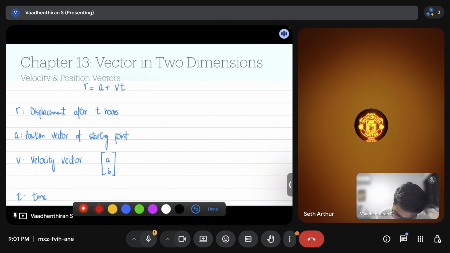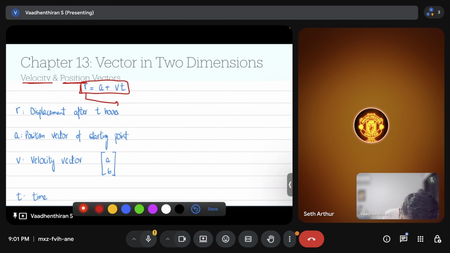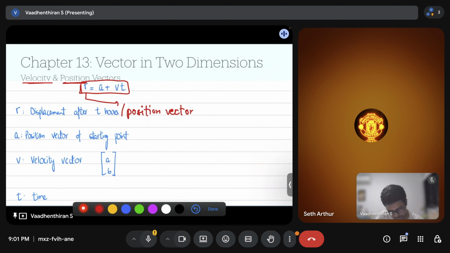And whenever you're comparing velocity vectors and position vectors, use this formula. This formula tells you how you can convert from a velocity vector to position and position to velocity. Basically, r is the displacement after t, so you can say that r is the position vector. Whenever you want to find the position of a specific point, you use this formula.